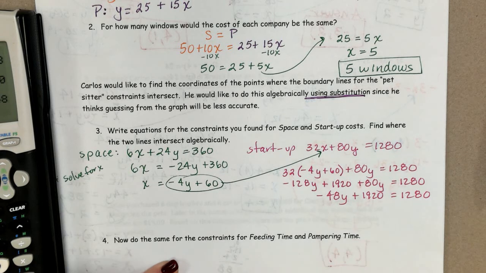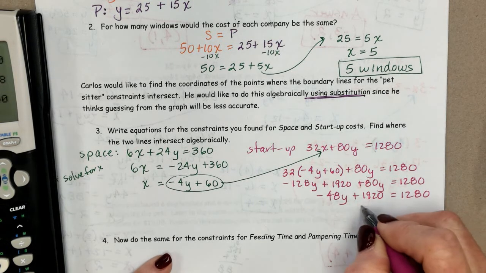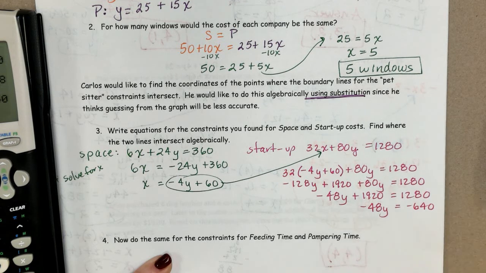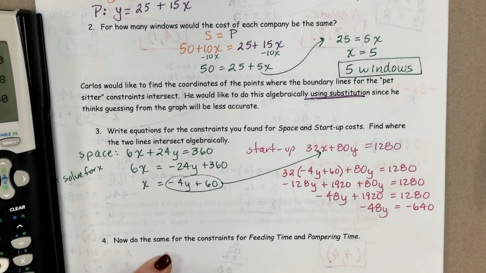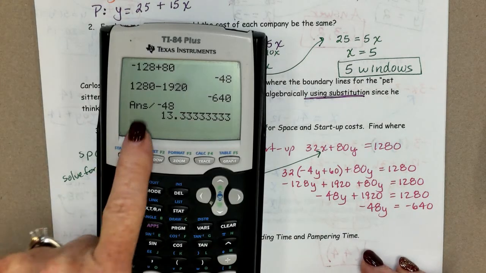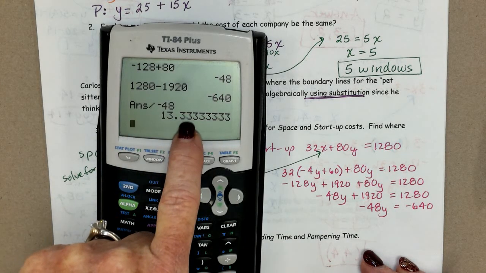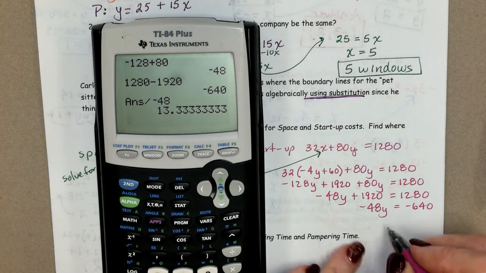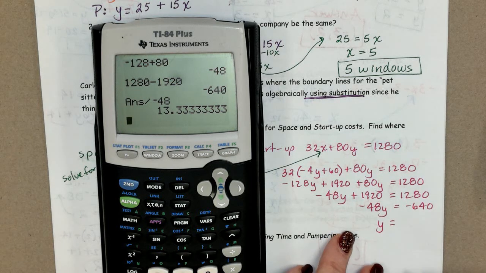Subtract that 1920. Is negative 640. Okay. Now we got to divide by a negative 48. Uh-oh. Here it is. It came out ugly at a negative 13.333333. Yuck. So what I would like to do instead is to write that as a fraction.